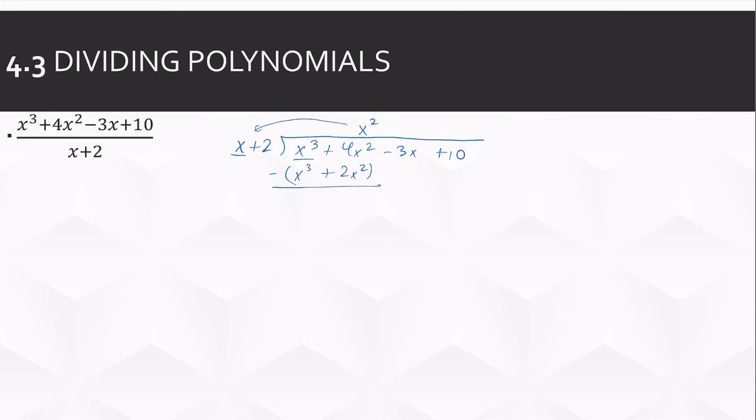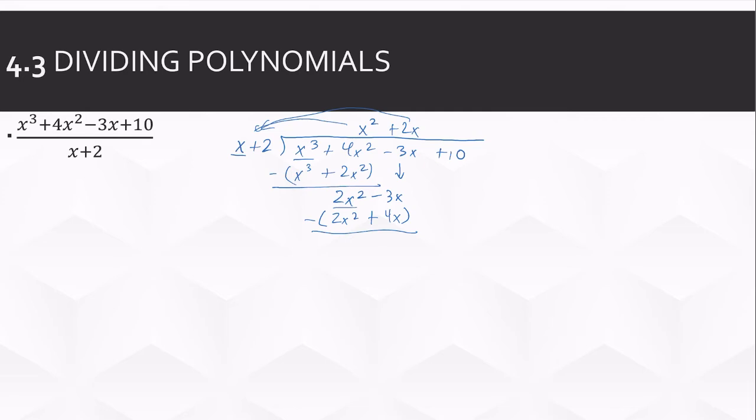Subtract. X cubed minus x cubed is 0. 4x squared minus 2x squared is 2x squared. Then we bring down and repeat. 2x squared divided by x would be 2x. Then we multiply. 2x times x is 2x squared. 2x times 2 is 4x. Subtract.